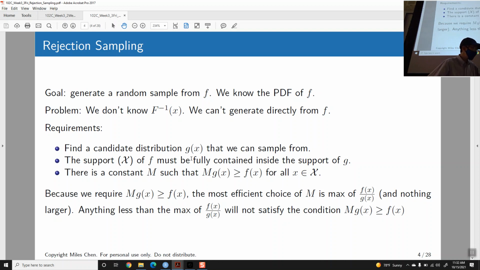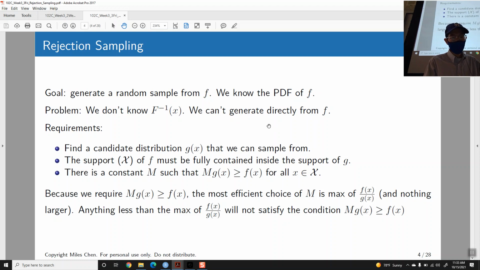There are going to be some similarities between rejection sampling and importance sampling, that weighted Monte Carlo estimation. There are some similarities, but rejection sampling is not used to estimate the value of an integral. It's used to generate a sample from some distribution, if you want the actual values themselves.